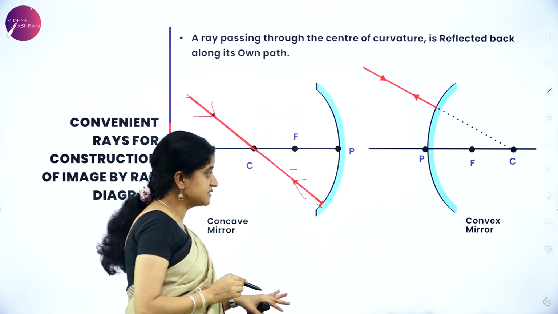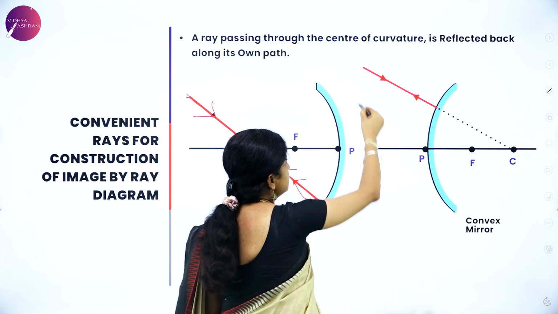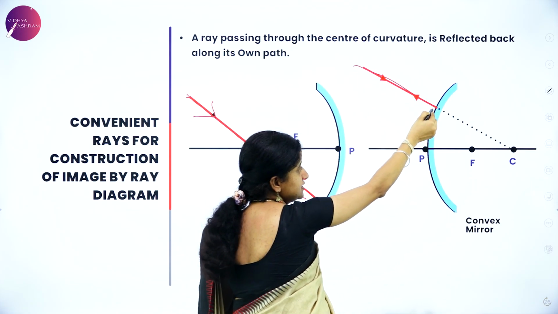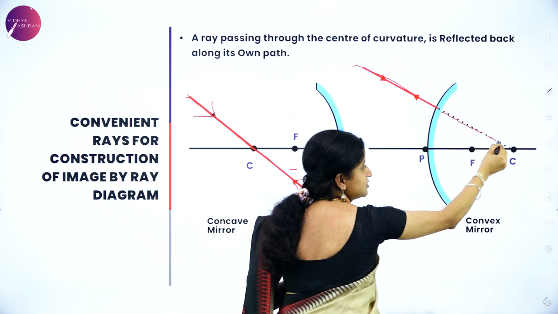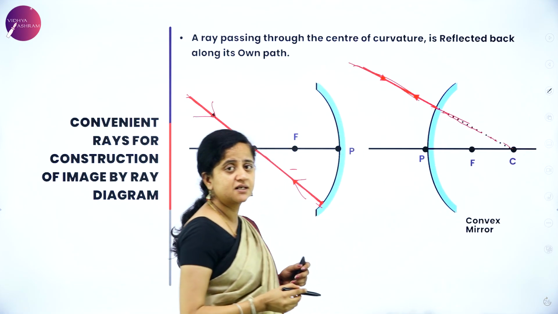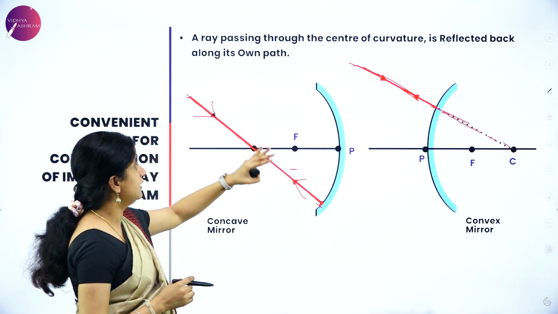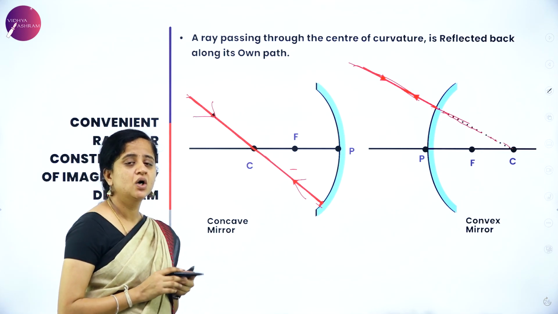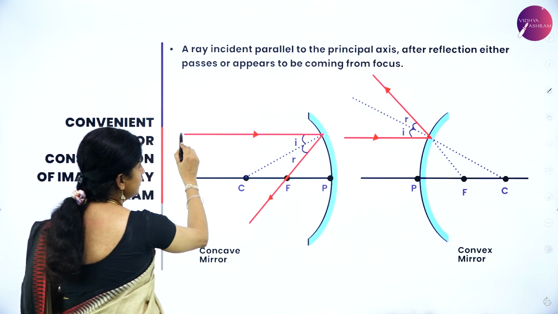In the case of a convex mirror, it appears to meet at the center of curvature, which means this is the incident ray because it gets reflected from this surface. Say, for example, it appears to meet at the center of curvature. After reflecting, it will again take its path in the opposite direction, but it will reflect back along its own path.